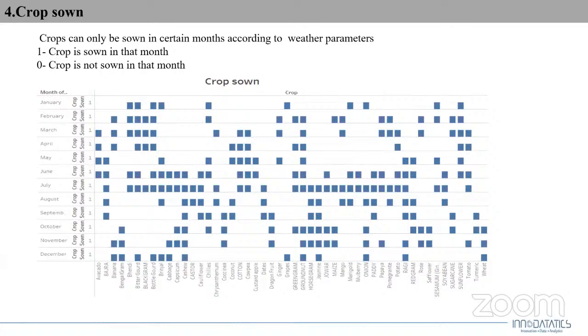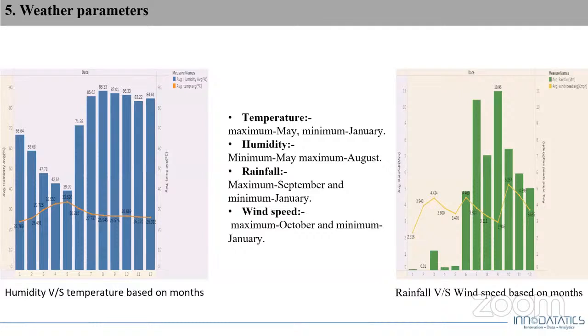Next slide. So coming to weather parameters, weather parameters are very important to gain the maximum yield. The parameters that we have considered are temperature, humidity, wind speed, and rainfall. The first graph represents humidity versus temperature according to the month, and the second graph represents rainfall versus wind speed based on the month.